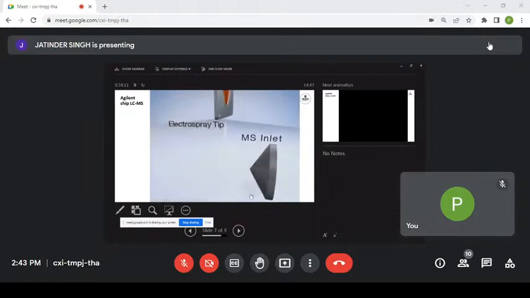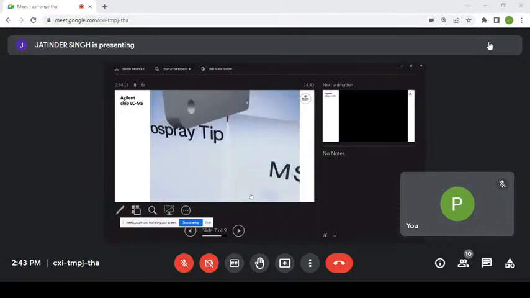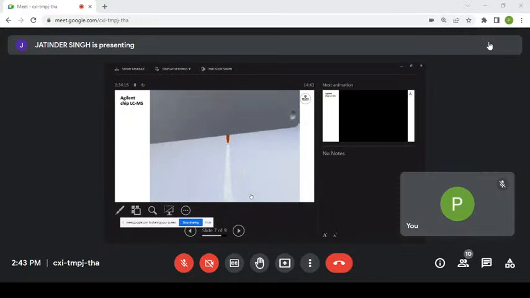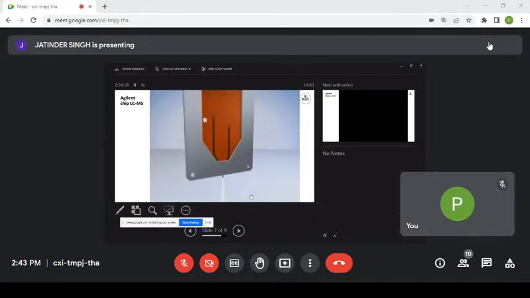There we go. So there we've got the electrospray. I don't think we've seen that this morning. So the electrospray is what you think it is. It sprays. It's just like a garden hose.